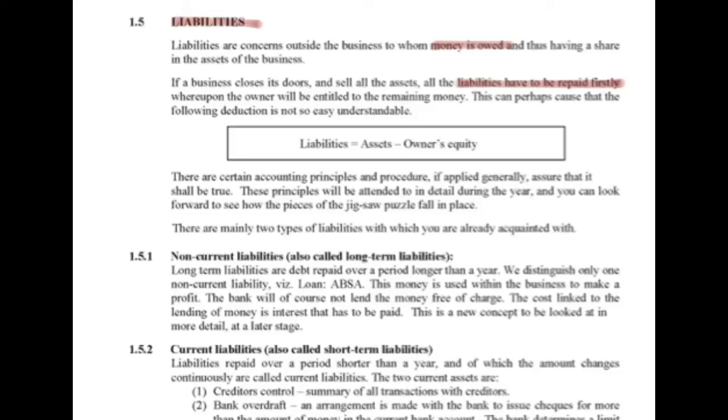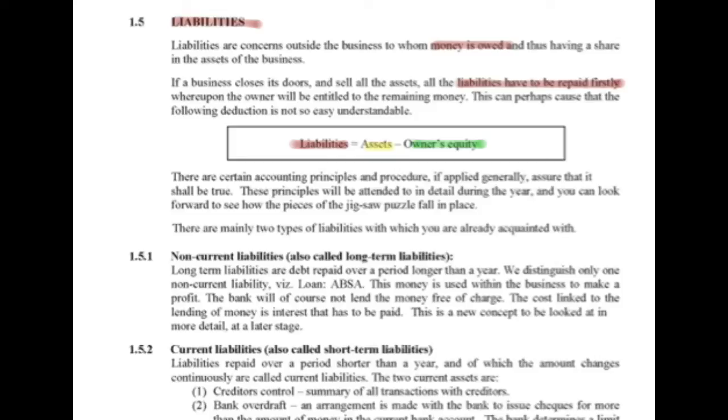This can perhaps cause the following deductions to not be so easily understandable. So if I change my accounting equation, it now looks as follows. If I want to work out liabilities, I would take all of my assets minus owner's equity, and that would result in liabilities. There are certain accounting principles and procedures which, if applied generally, assure that it shall be true. These principles will be attended to in detail during the year, and you can look forward to seeing how the pieces of this jigsaw puzzle fall into place.